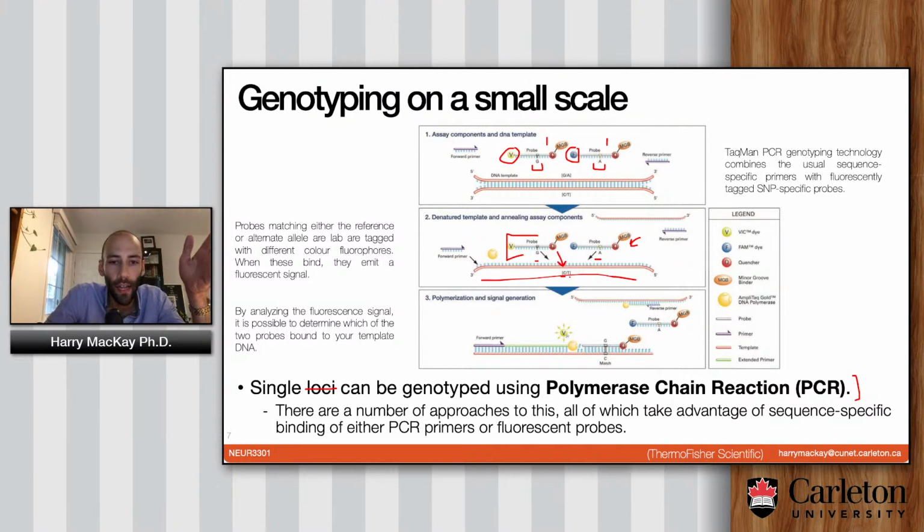When they bind, these fluorophores emit fluorescence. The A allele, if it binds, emits a green signal, and if the G allele binds, it emits a red signal. And so you can do this a number of times to build up enough DNA to actually test. And just by looking at the ratio of green to red in your sample, you can tell whether that person has the G allele or the A allele. Do you see what I'm saying?